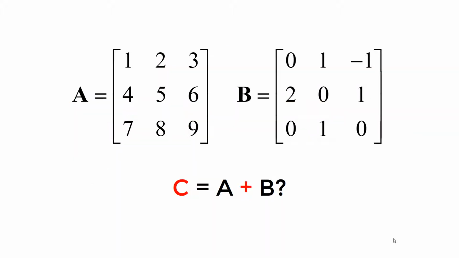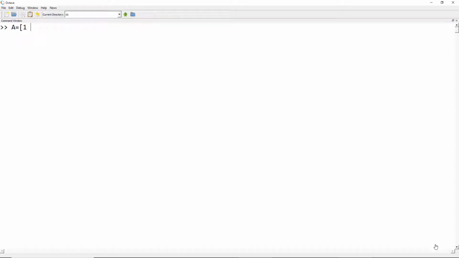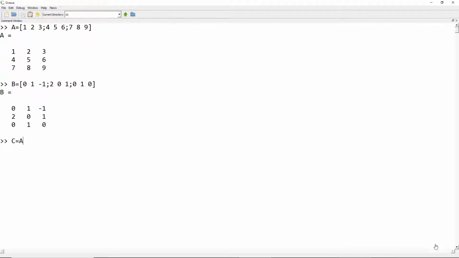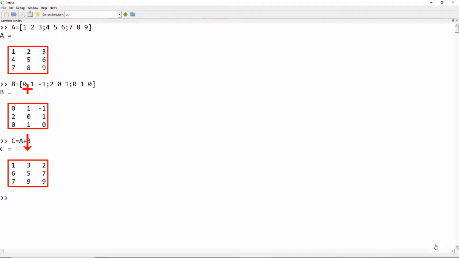Consider given two matrices A and B. I will show you how to add those matrices and save the result in the new matrix C. First, you need to create the matrices A and B. Then you can type C equals sign followed by A plus B. The resulting matrix C is shown below. The elements in the matrix C are element-wise addition between matrices A and B.